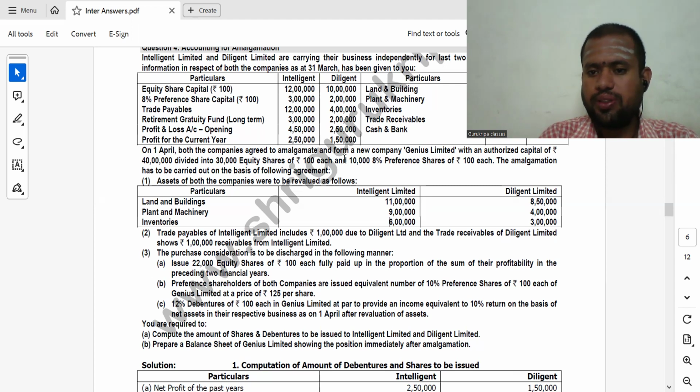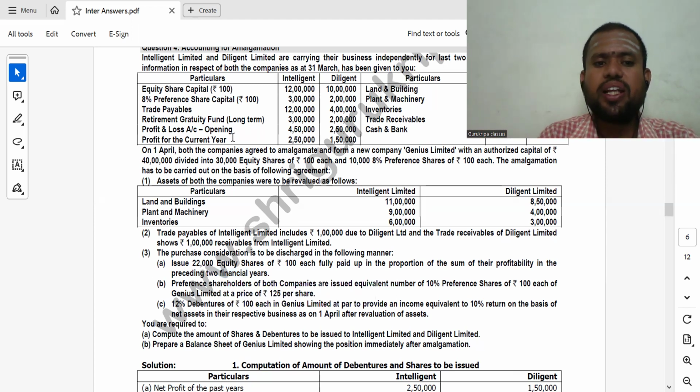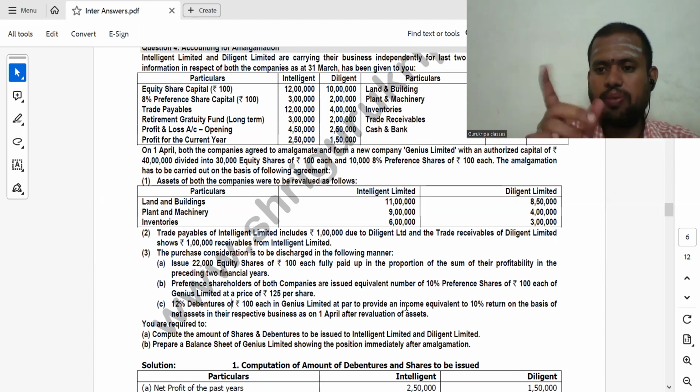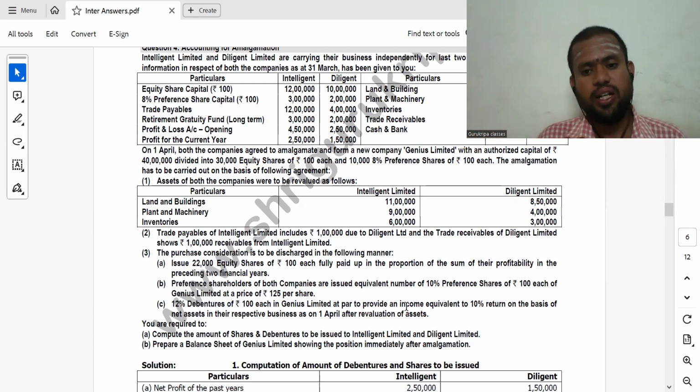Here also it is a straight question. One more thing: in the earlier question, the profit was given separately. Here the profit is given in the trial balance. In this profit and loss account, the opening balance and the profit for the year are given. So in this ratio, the equity shares should be given, and an equal number of preference shares. So 3,000 and 2,000 should be given, and debentures should be given in such a ratio that the income should be equal to 10% of the net assets.